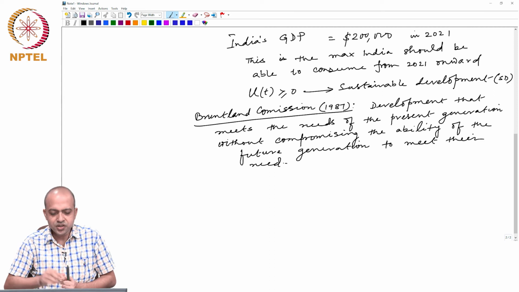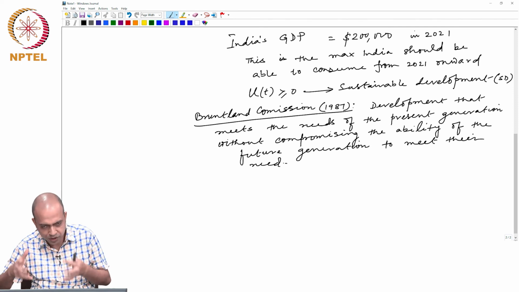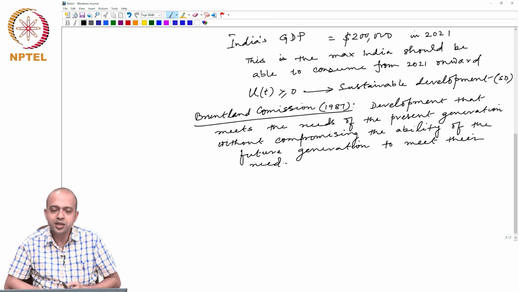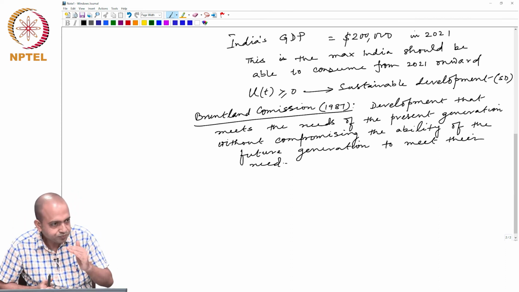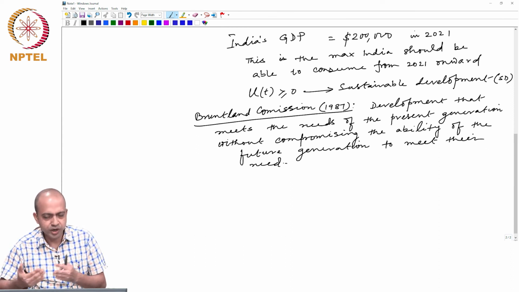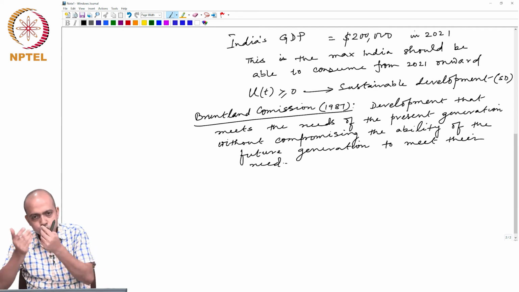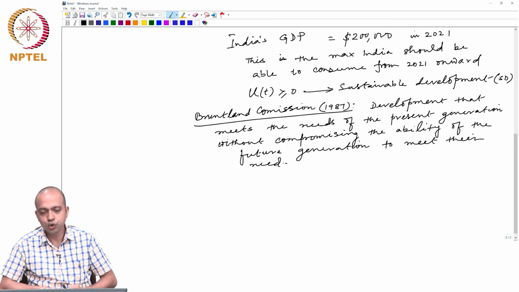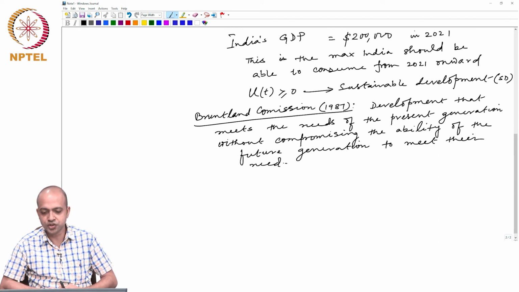Okay? This definition is really appealing. That means a development that meets the need of the present generation without compromising the ability of the future generation to meet their own needs. So, that means in the process of development, the present generation should use the resources in such a way that they keep enough for the future generation, so that they can also meet their own need. That is the Brundtland Commission's definition of sustainable development given in 1987.